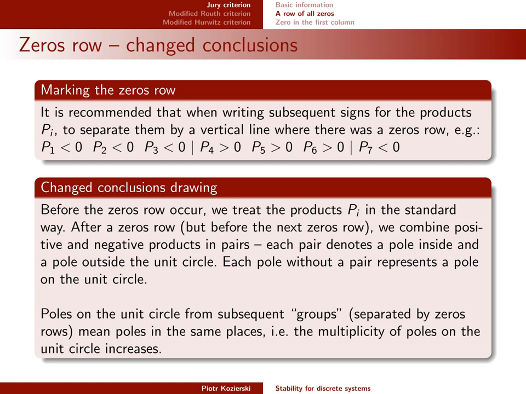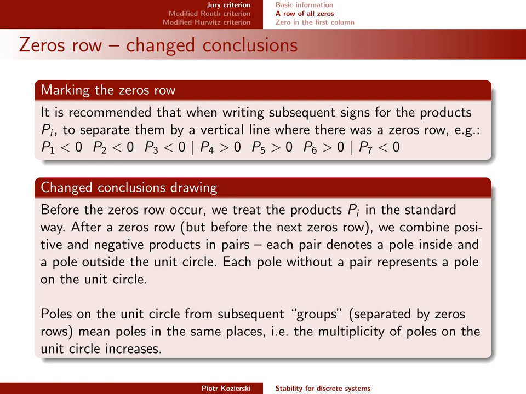In each such group, we combine positive and negative products. Each such pair represents one pole inside the unit circle and one pole outside the unit circle. However, the unpaired products represent the poles on the unit circle. Moreover, poles located on the unit circle in subsequent groups indicate poles located in the same places as the previous ones. That is, their multiplicity increases.